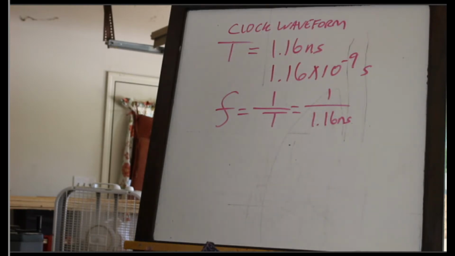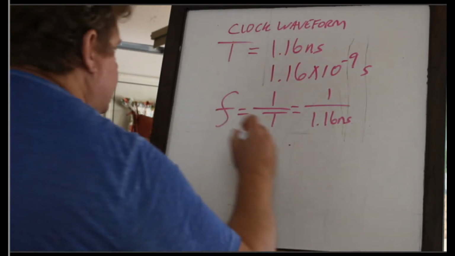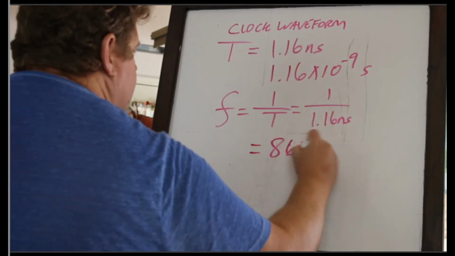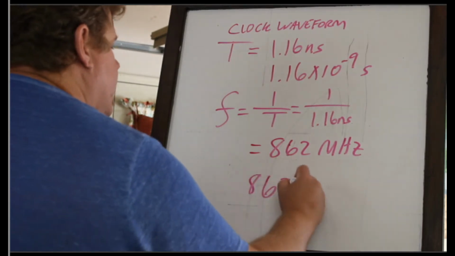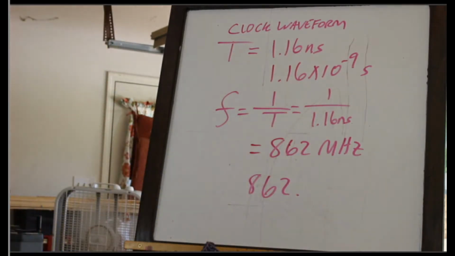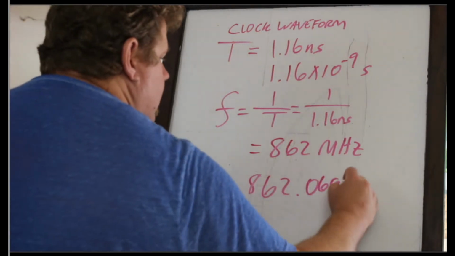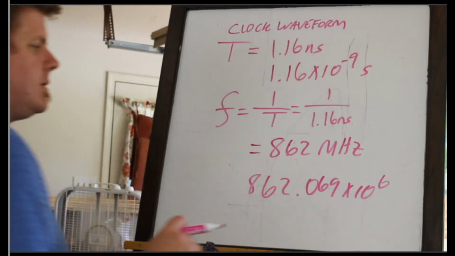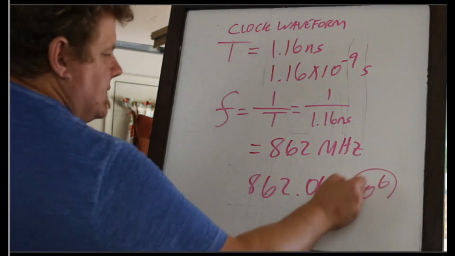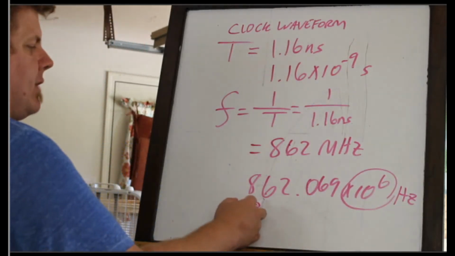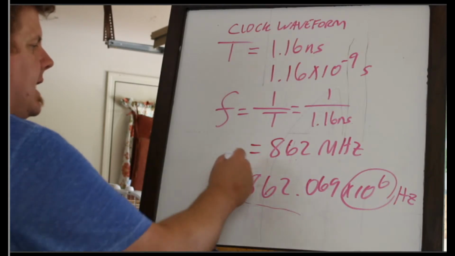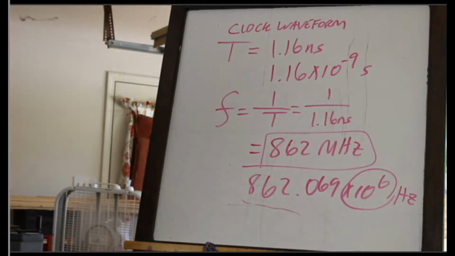All right, so I got 862 megahertz. Okay, my calculator gave me 862.069 times 10 to the 6th. And so this translates to mega, right? And this is hertz. And so I rounded to 3 significant figures here. Okay, so 862 megahertz. Yep, Kofi got it.